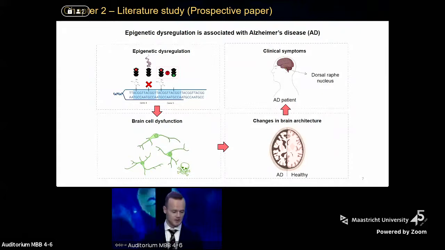In fact, dysregulation inside of this region might even underlie changes in the mood of the patients that we already observe before memory-associated problems. So we were interested to assess whether epigenetic dysregulation, specifically in this brain region, also plays a role in the disease.